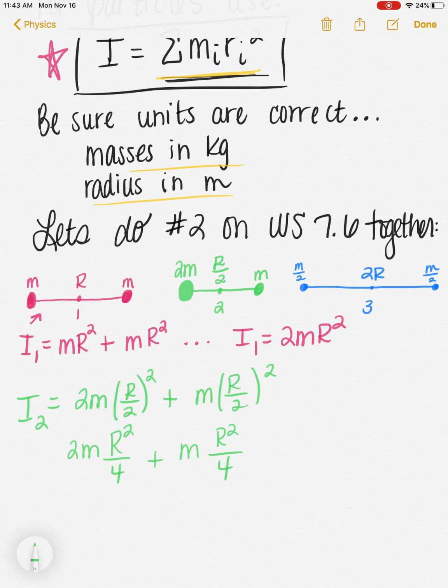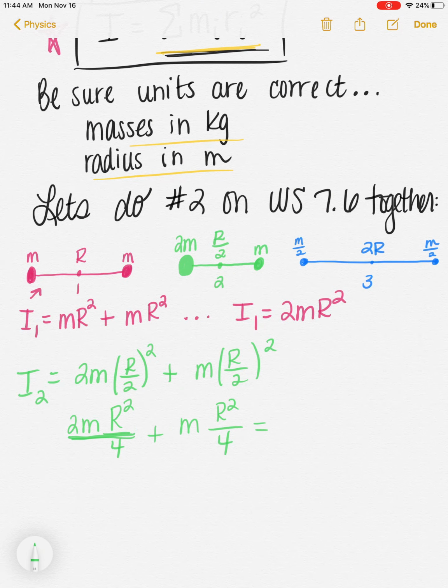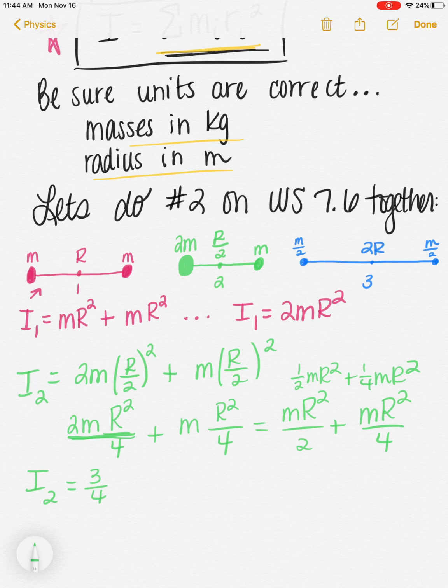Now if we look at this first term here, you've got 2mr squared over 4. That can be thought of as the entire thing over the entire quantity over 4. So 2 over 4 is the same thing as 1/2. So that's going to turn into mr squared over 2. The second portion we can't really reduce. We're just going to leave it as mr squared over 4. So essentially that's like saying 1/2 mr squared plus 1/4 mr squared, and 1/2 plus 1/4 ends up being 3/4, so 3/4 mr squared.